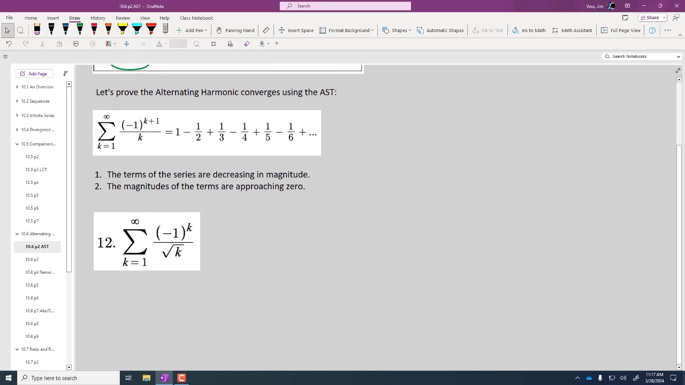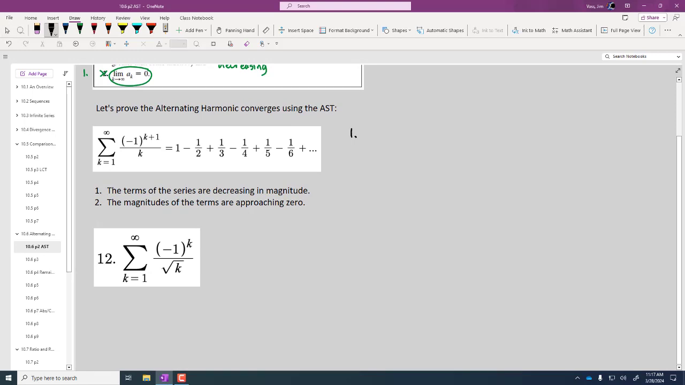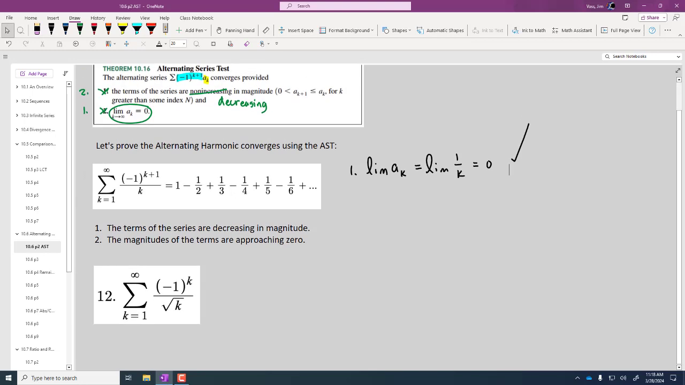So here's how we prove that the alternating harmonic series is convergent. First step, the limit of a sub k for the alternating harmonic is the limit of 1 over k, which is 0. So that checks. Again, be very clear that the switch is not part of a sub k. A sub k is just the 1 over k part. Ignore the switch.